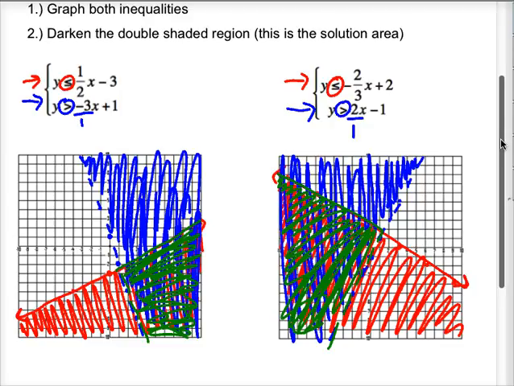So again, that's the big idea of this: remember, when you're graphing systems of inequalities, the solution for a system of inequalities is the double shaded region.